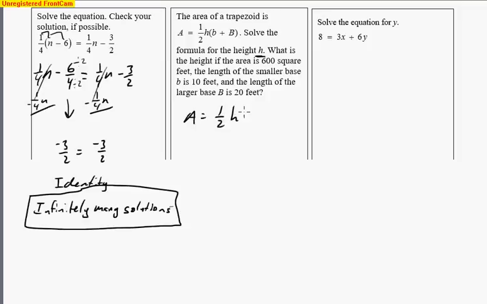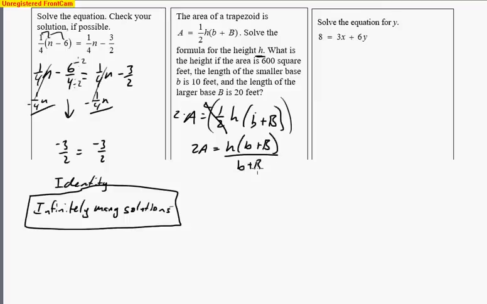So the first step I'm going to end up doing is getting rid of the fraction. I'm going to multiply the entire equation by 2. And so it leaves me with 2a equals, now the fraction cancels out, so I've got h times b plus B. And so I can go ahead and divide by that small b plus the uppercase B.